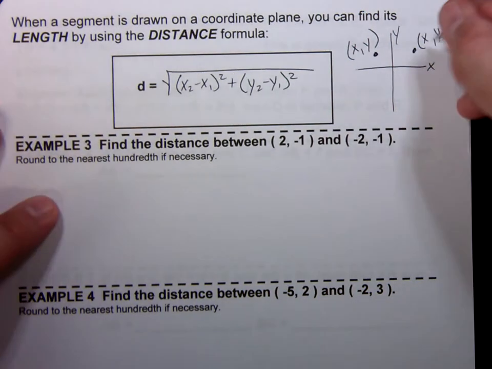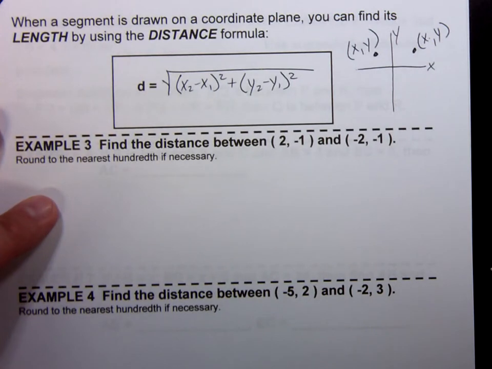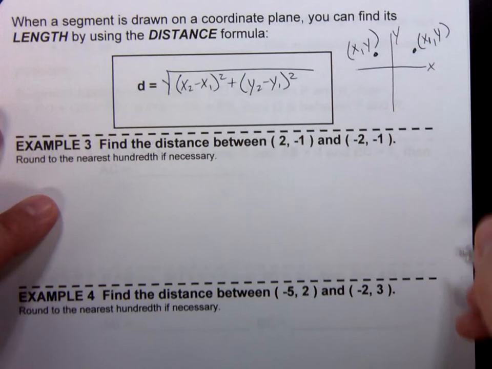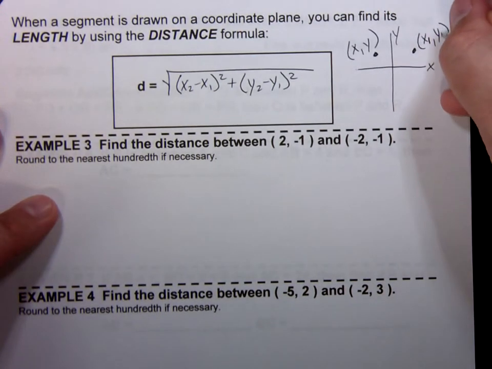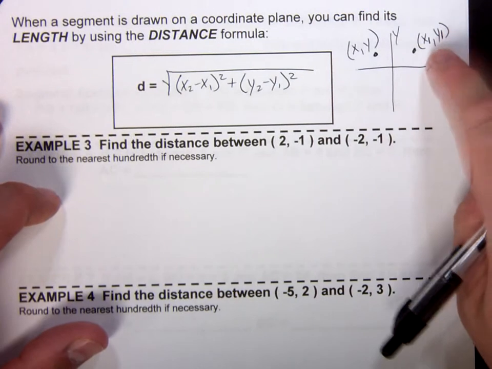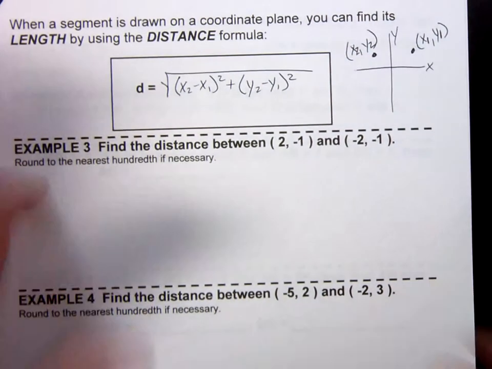Now, the key is, you can make either one of these x's x sub 1. Does not matter which one. But whichever one you decide to put the 1 on, the y needs to also have the 1. The x sub 1 and y sub 1 should come from the same point, and the x sub 2 and y sub 2 should come from the same point.